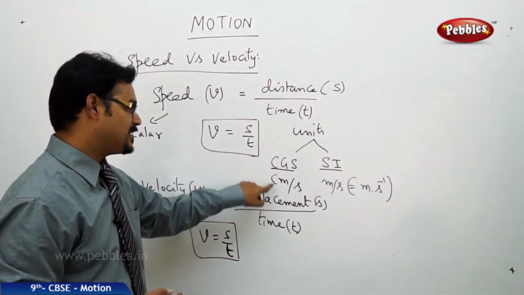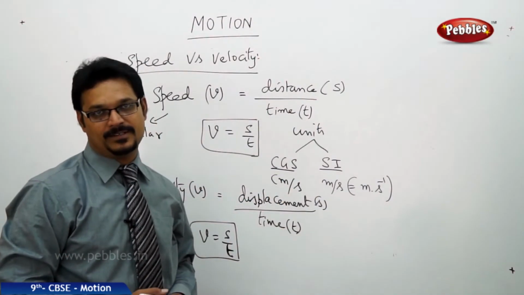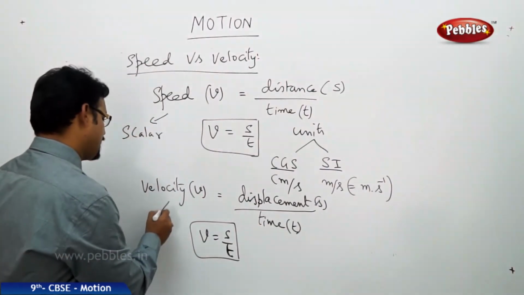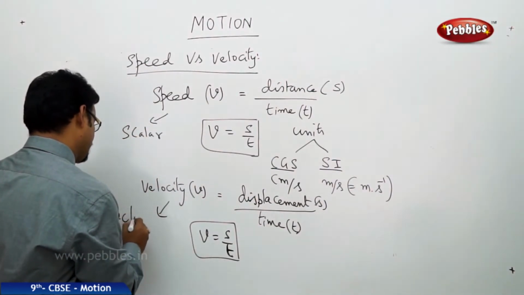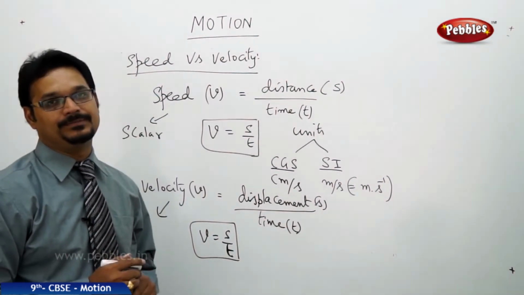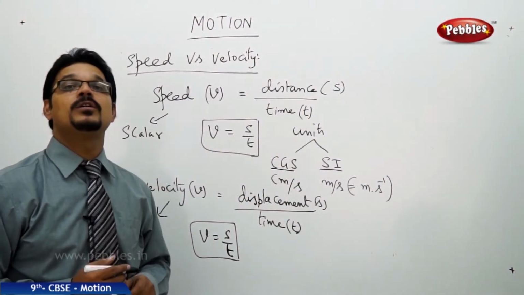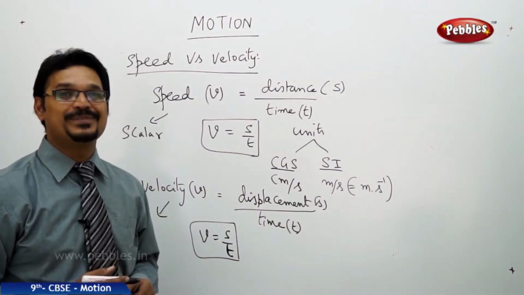The CGS unit of velocity is centimeters per second. The SI unit of velocity is meters per second. But the only difference is that velocity is a vector quantity. It has magnitude as well as direction. So, how do we differentiate both of them? We can know by solving numericals.